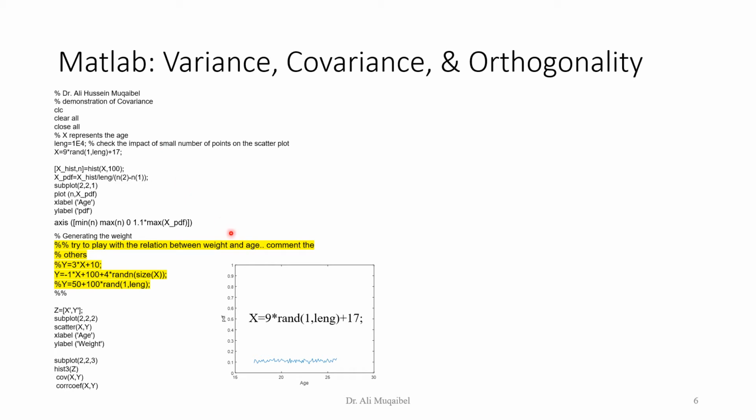In this example, I'm trying to generate random data to represent the relation between the age and the weight of a given student, for example. So basically, we are generating random ages between, let's say, 17 and 26. That's maybe the distribution of students in terms of age at KFUPM. Of course, we usually have more, but this is just a rough example. And here I'm sketching the PDF just to show you that the generated data was uniformly distributed using random, depending on how much data we have.